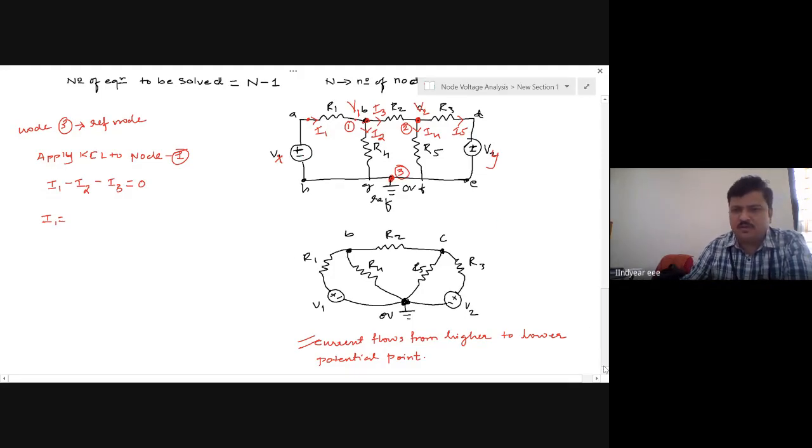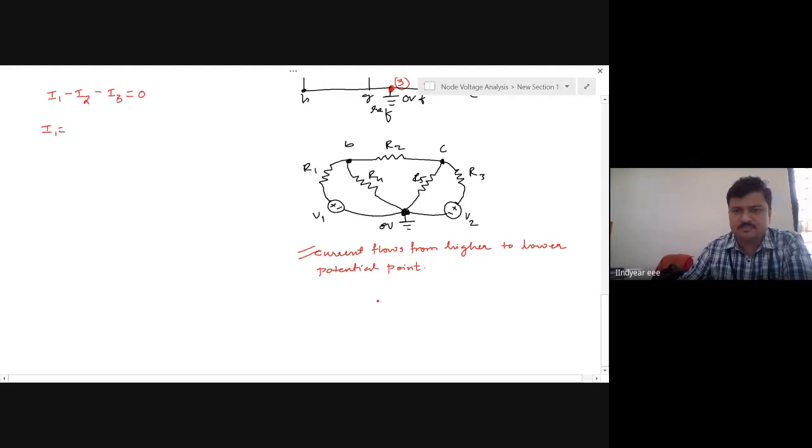Now, if I take a branch through this R, I have VA and VB. Now, if current is from A to B, whether VA is at a higher potential point or VB is at a higher potential point?